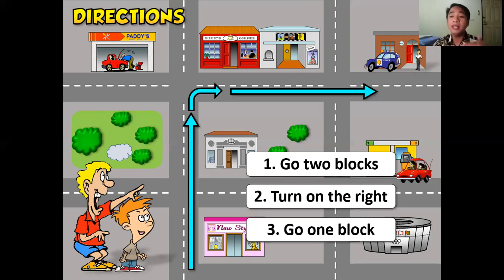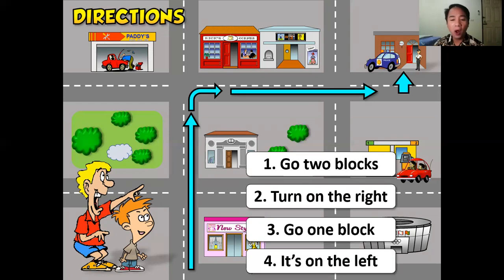Yes, you have to go on 1 block or walk straight. Okay, go on 1 block or you have to walk straight and then, yes, you are going to turn to your left side and you can find the police station. So this is the police station.